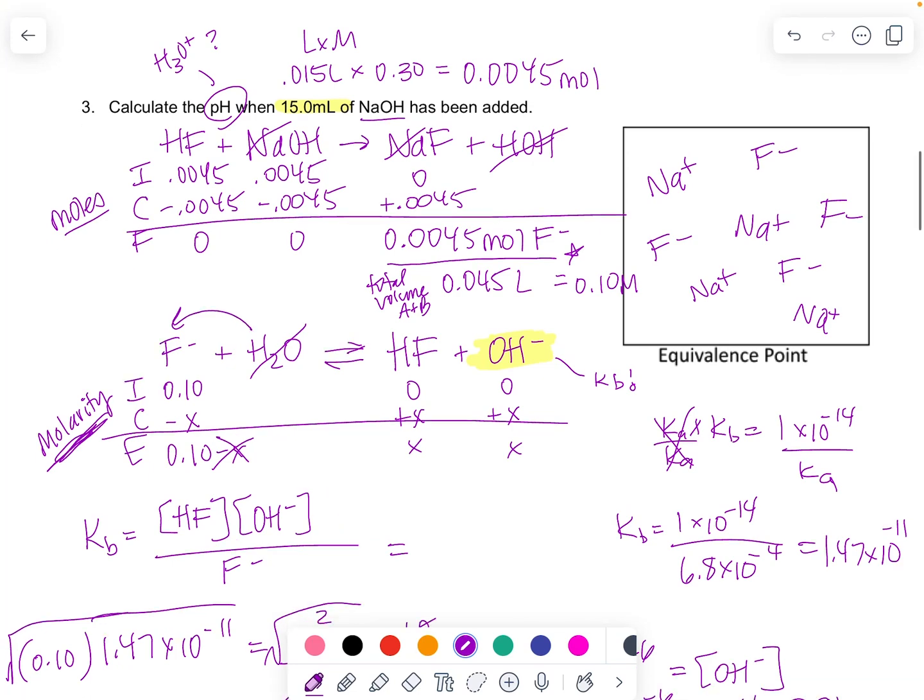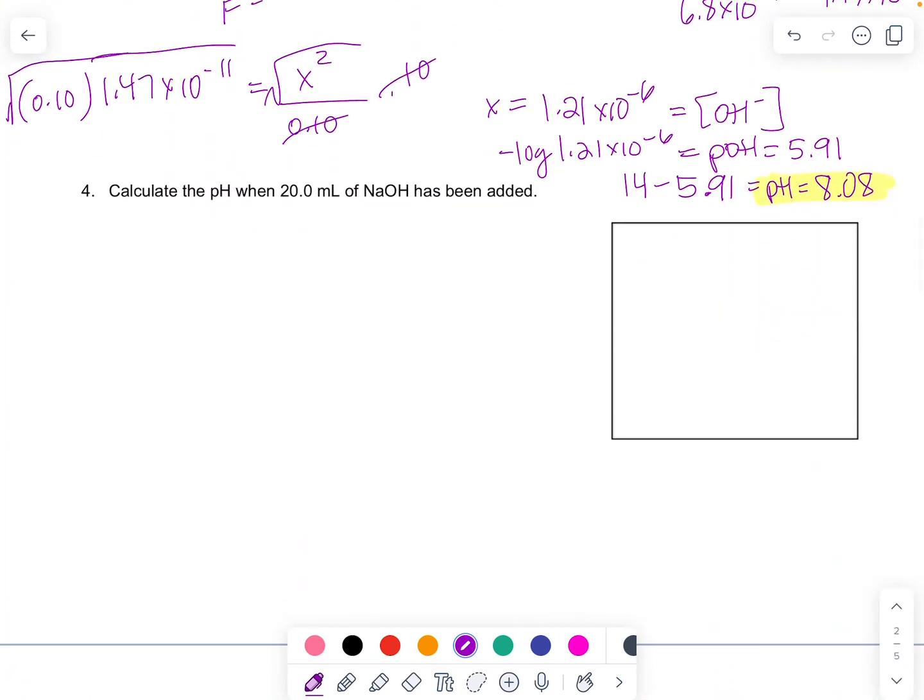Okay, and then finally I have the end of the titration when I've added too much of my base, and then I wonder what the pH is then. So I'm starting with my acid. Again, I'm adding NaOH to it. I'm going to make some amount of NaF and water. I will do my ICF table. Again, this is in moles at the beginning.